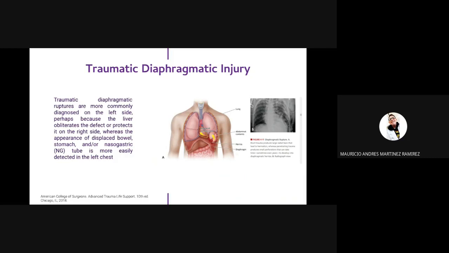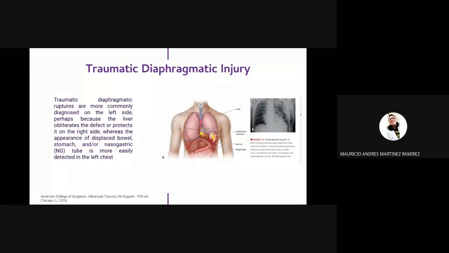Occasionally, the condition is not identified in the initial X-ray film or subsequent CT scan, in which case an upper gastrointestinal contrast study should be performed. The appearance of peritoneal lavage fluid in the chest tube drainage also confirms the diagnosis in patients who have undergone diagnostic peritoneal lavage.